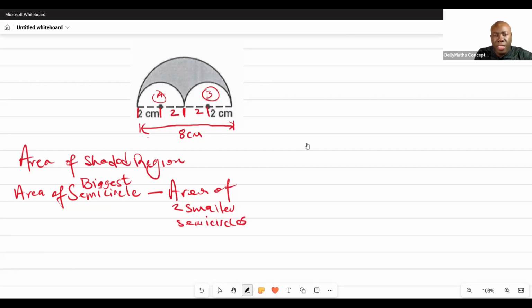It has a diameter of 8, but remember, we only need the radius, which is 4, okay? Half of that. So the radius is 4. So let us put it together. The area of, I'll say, the large semicircle.